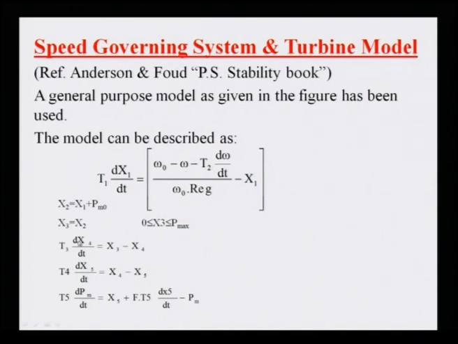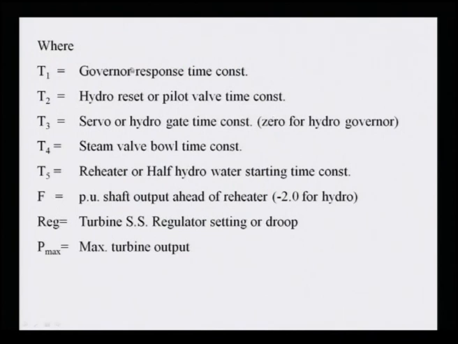Here we can write the various other components, other state variables x4, x5, x and the Pm. We can write the various differential equations governing your governing system as well as your turbine system. So, a general purpose model is given in the figure. You can see this is the figure. These are the time constants.